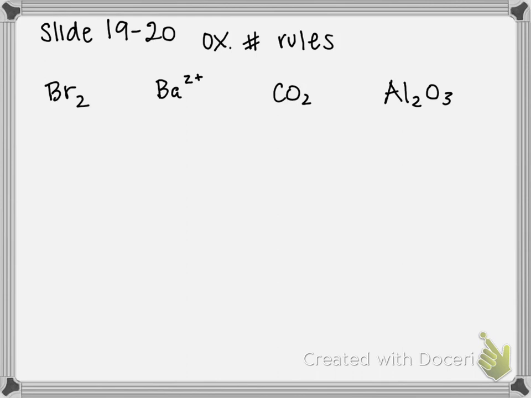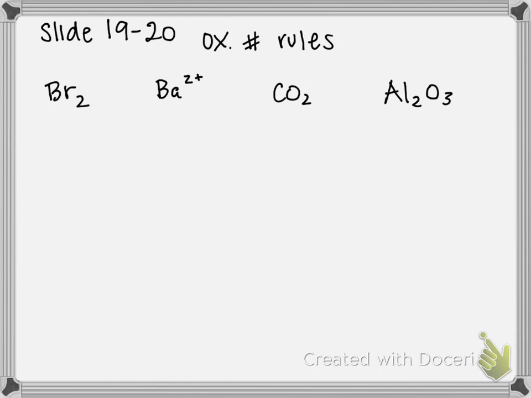So on slide 18 are the 7 rules to assigning oxidation states. One is, in a compound, you want oxidation states to add up to 0, like the compound is neutral, unless it's a polyatomic ion. If you have an element by itself or as a diatomic element, like Br2, the oxidation state is going to be 0. If you have an ion, it's just going to be equal to the charge of the ion.